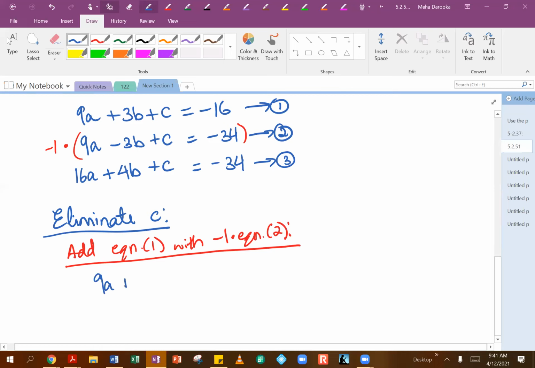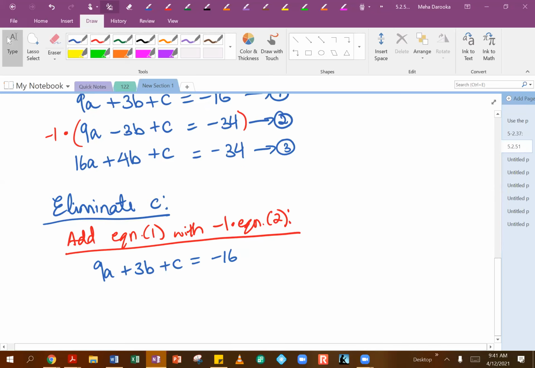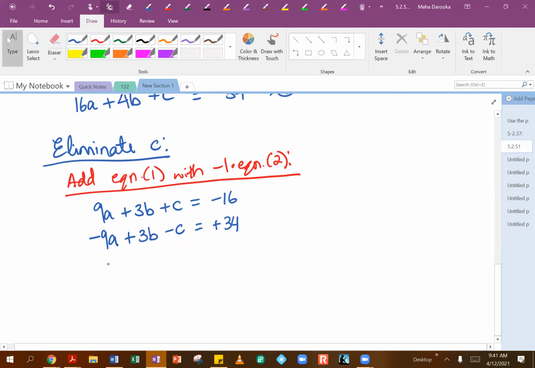So 9a plus 3b plus c equals -16 will stay the same. And then for our second equation, we will have -9a, negative times negative will become positive 3b, -c equals positive 34. Okay, this has never happened before when I've done these examples, where 2 variables canceled out at the same time. So this is an interesting problem in that sense.